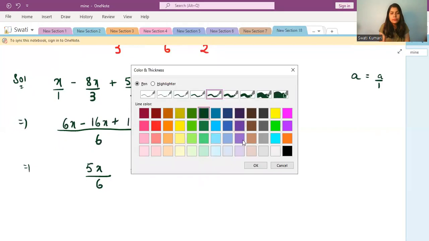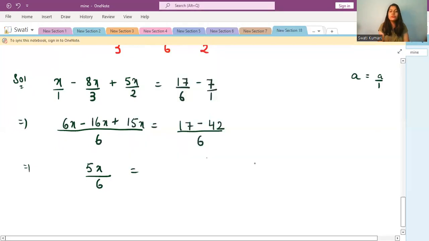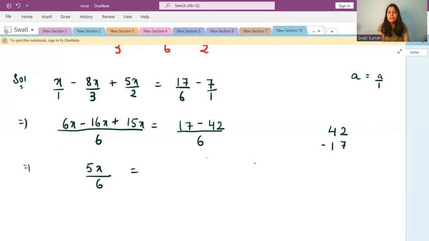Just a second, let me take the same color. Yes, so we have to do here 17 minus 42. So let's do 42 minus 17. So 12 minus 7 is 5 and 2. So 25 is the answer. Of course, the negative sign will come because the greater number is having a negative sign before it. So yes, the answer is negative 25 upon 6.